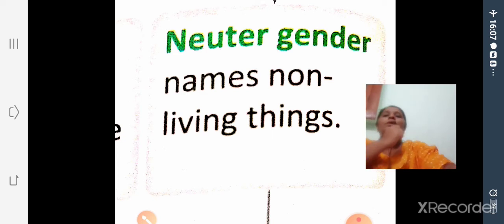Okay. So, hope all of you understood what is a gender. Gender is a term used to differentiate between male and female nouns. And there are 4 kinds of genders: masculine, feminine, common and neuter gender. Masculine for denoting male, feminine for denoting female, common which we can use to refer to both male and female, and for denoting non-living things we use neuter gender. Okay, shall we move on to the next topic?